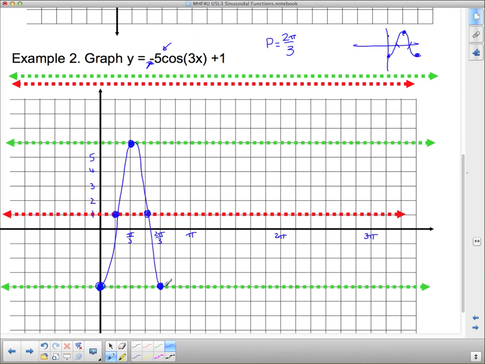And I can keep going, because I know that I can follow that pattern. And this is just going over every one, so that I go over one, over one, over one, over one, and so on and so forth. You can graph that for as many cycles or as many periods as you need to.